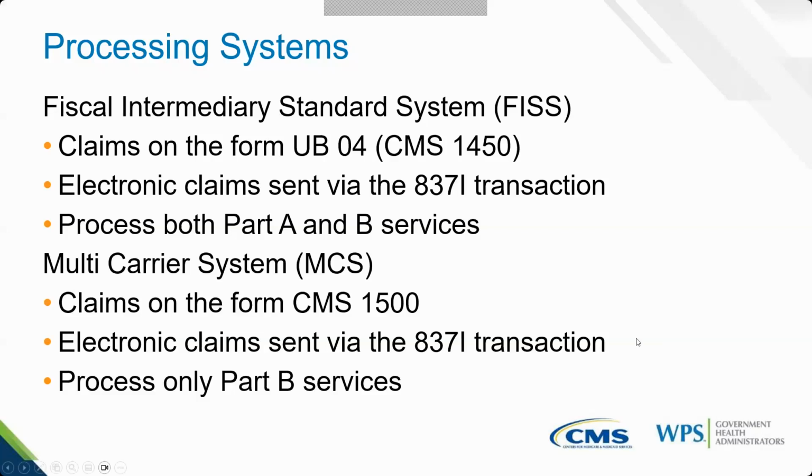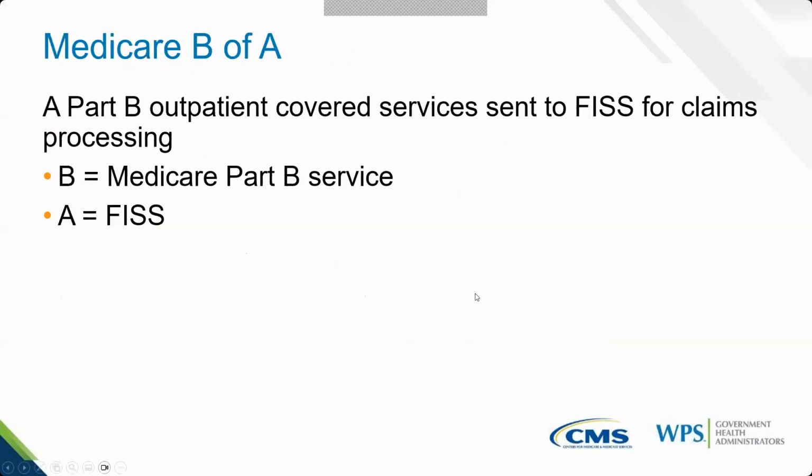All right, so now that we know a couple of different things, we know what a benefit category is, right? We also know that there are processing systems, and the processing systems have names as well. So what is B of A? B of A is a Part B service processed by the FISS processing system. So it's a B service submitted on a UB04 or the 837I institutional transaction for claims. That is what B of A is by definition.